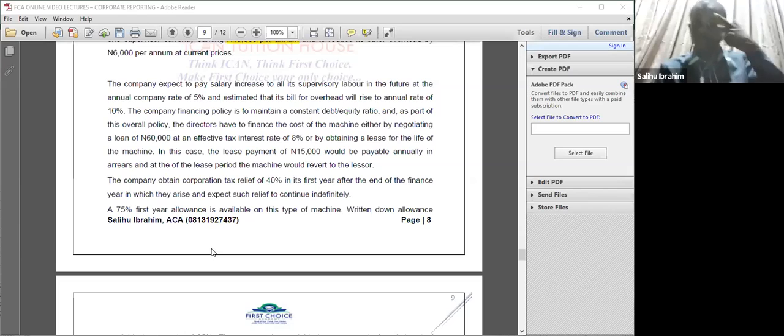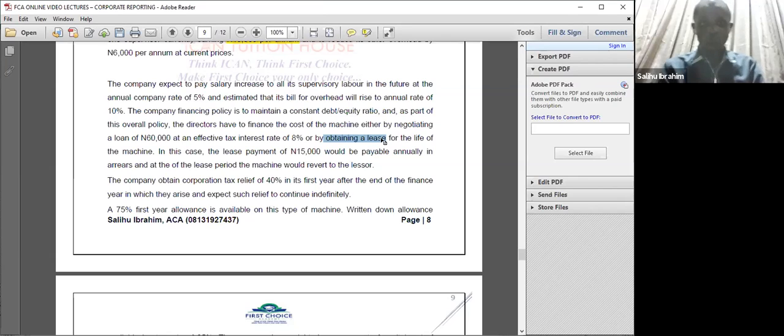Let us continue. Now, the finance alternative that the company is considering is whether to buy using a bank loan or whether to take the machine on a lease arrangement. Okay, obtaining a lease. We are not told whether it is a finance lease or an operating lease.